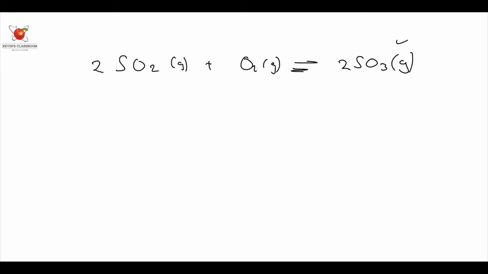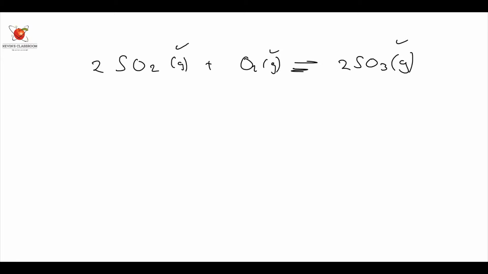Let's do a calculation of a K value for a given reaction. So they have told us the reaction is as follows: 2SO2 as a gas plus O2 as a gas going to 2SO3 as a gas. Right? Please note they are all gases, therefore pressure is going to have an effect.